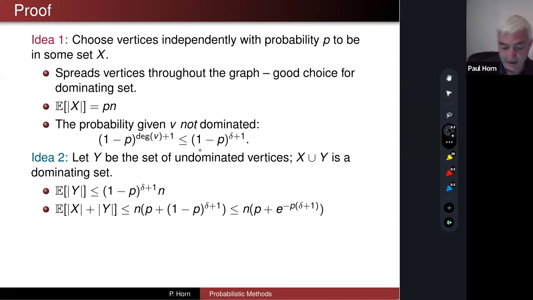And now I understand how many vertices are in this set on average, or at least an upper bound on it, because I know the probability that a vertex is undominated is this (1 - p)^(delta + 1).